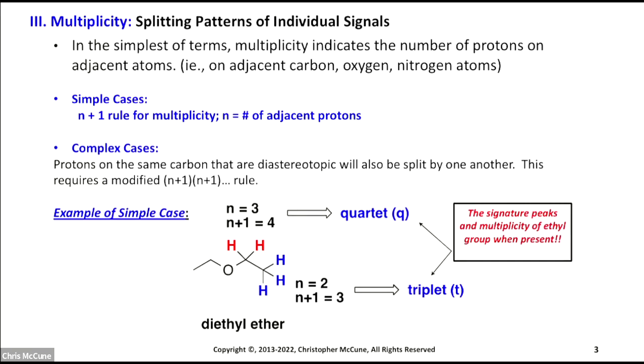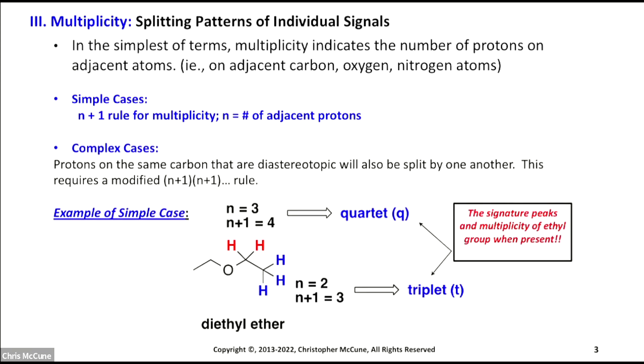The example of a simple case I have here is for diethyl ether. And I've shown the two sets of hydrogens. Because of symmetry, you can split the molecule in half and it would just mirror itself on the other side. If you look at the blue hydrogens here, this is the CH3, the number of adjacent hydrogens on the adjacent carbon would be 2. And so N would equal 2 here. 2 plus 1 equals 3. 3 corresponds to a triplet. And so that's the splitting pattern you expect for the CH3 here.